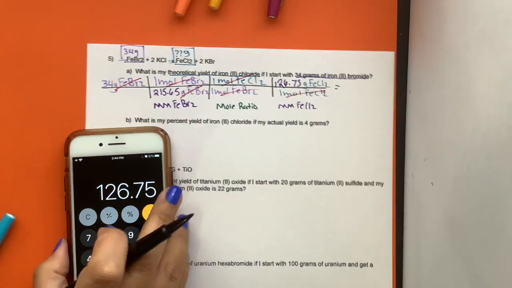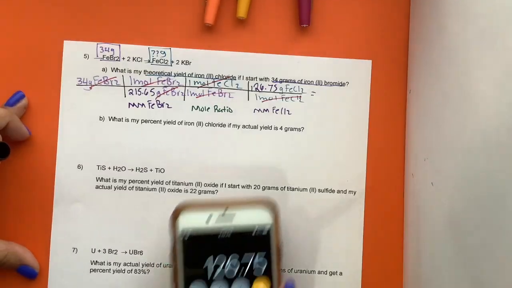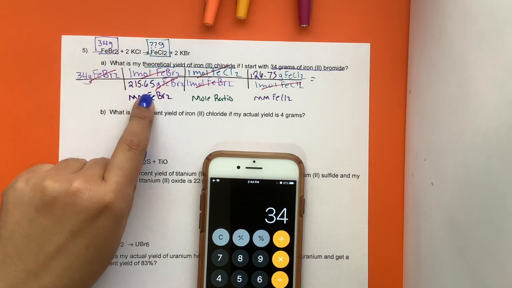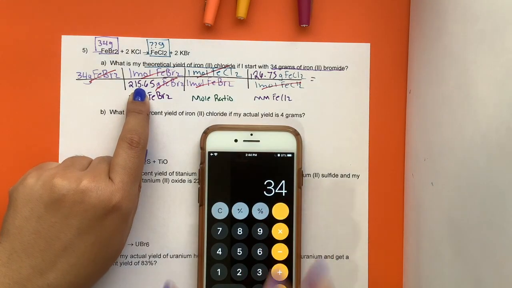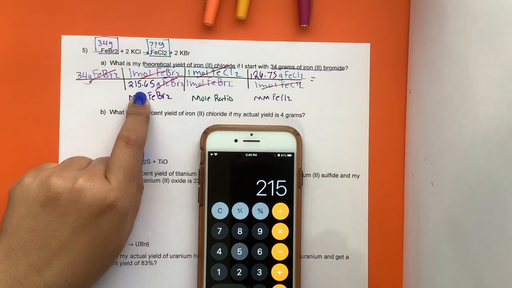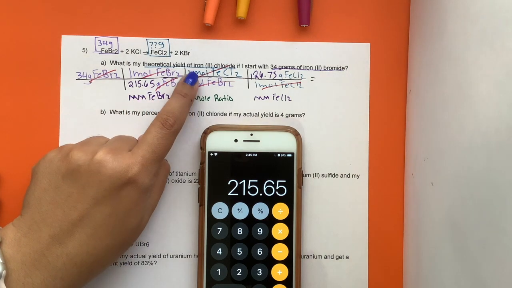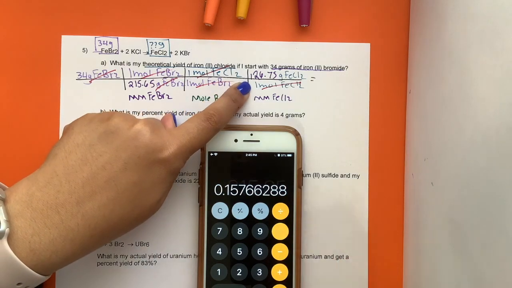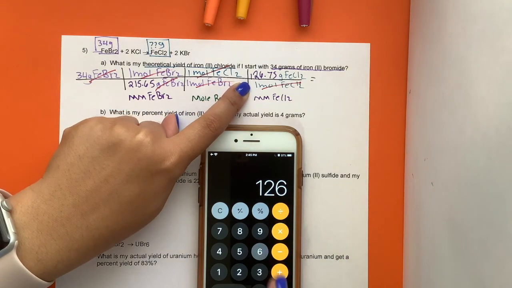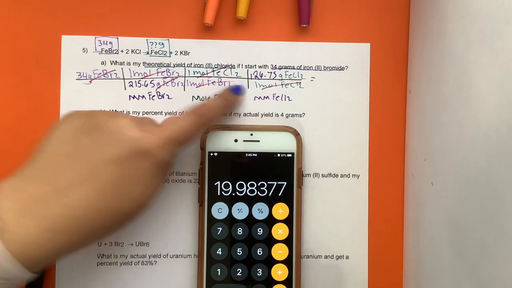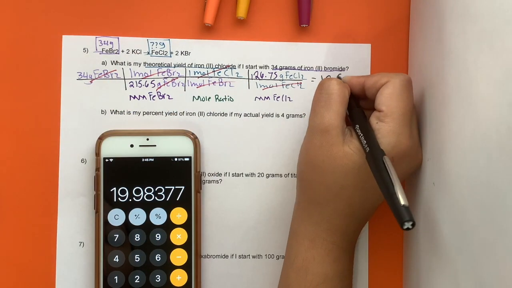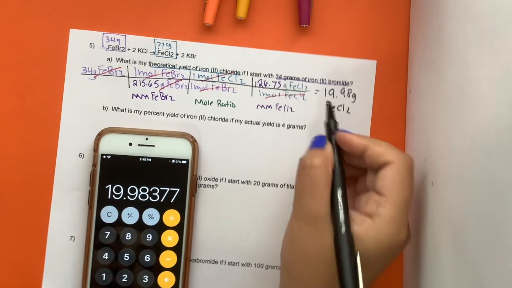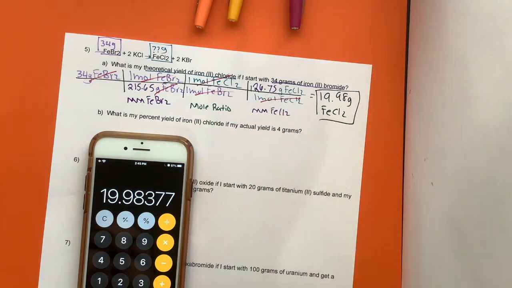Okay, so my final step is to calculate all this. I'm gonna get my calculator, starting with 34. Now in my next section, I have a number in the bottom, so that means that I'm gonna be dividing by 215.65. My next section is 1/1, so I don't really have to do anything. And in my last section, I have a number in the top. That means that I'm gonna be multiplying 126.75, equals 19.98 grams of FeCl2, and this is my theoretical yield.